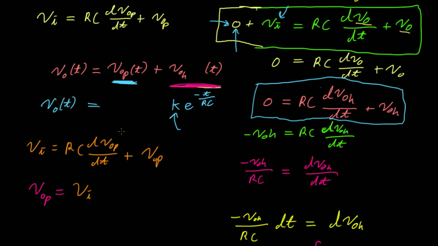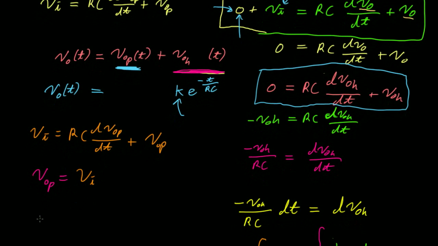Keep in mind, for what we're doing right now, VI is just a constant. It's like we had a 5-volt source input on our circuit. So if we say that VOP is just equal to VI, let me make that substitution into this equation up here. VI is going to be equal to RC times d by dt of VI, because we would have VOP up here, but we're replacing it with VI.